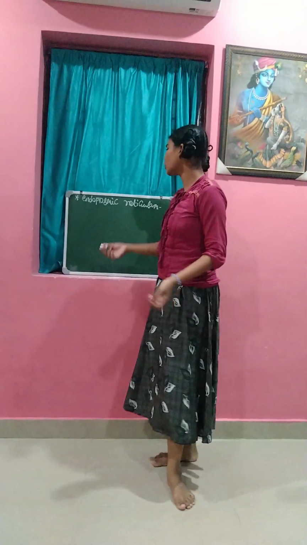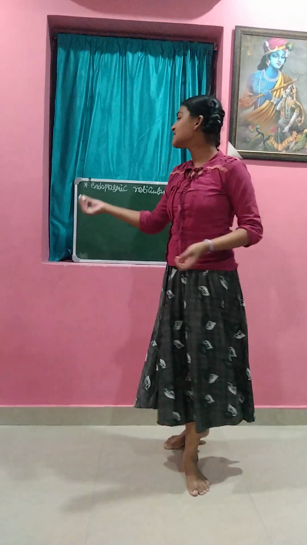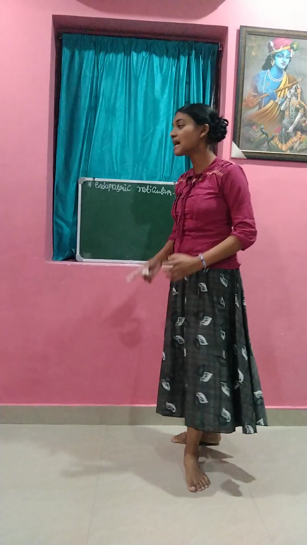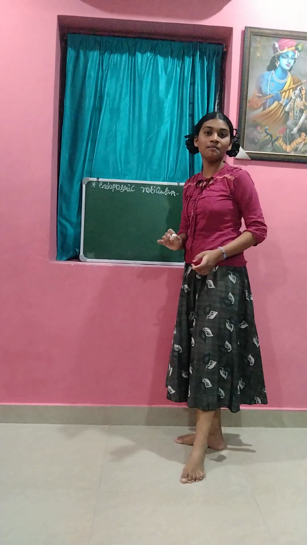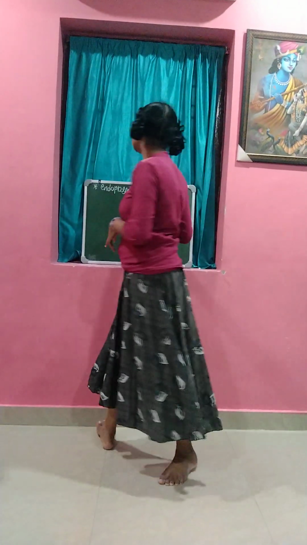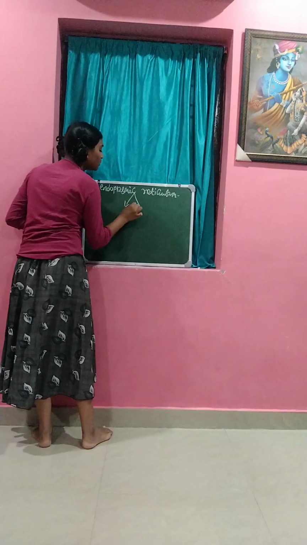What do you mean by endoplasmic reticulum? Shortcut, we can say ER. It is a network of membranes and tubes. Understood? This is nothing but endoplasmic reticulum. Endoplasmic reticulum is categorized into two types.